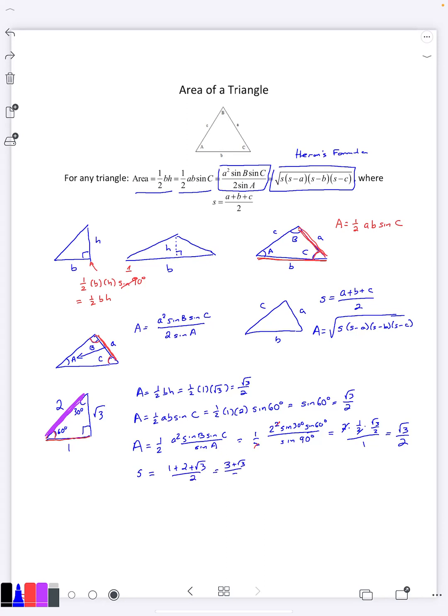And this doesn't look very friendly, but this is what we have for S. And then my formula for A, S times S minus A, S minus B, S minus C. So this is my S here. And then if I multiply by S minus A, so the first side, let's say it's 1 here. So what do we get when we subtract 1? Well, common denominator is 2 over 2. It's going to become 1 plus root 3 over 2.